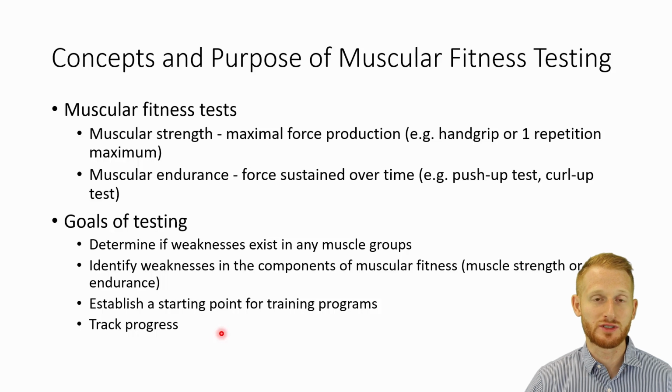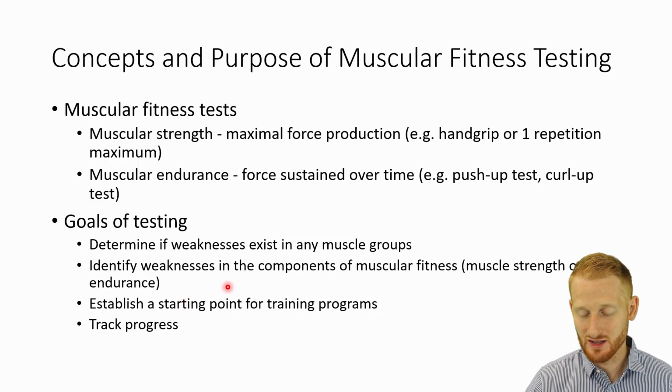The goals for testing muscular fitness are very similar to the goals of testing aerobic fitness. Things like determining the weaknesses, so specifically here, we're determining the weaknesses of which muscle group. So are your arms strong enough for a typical person of your type, so age and sex matched, while your legs maybe are weaker than somebody your same age and sex. All right, so that's identifying weaknesses around muscle groups, identifying weaknesses of specific muscular components of fitness.